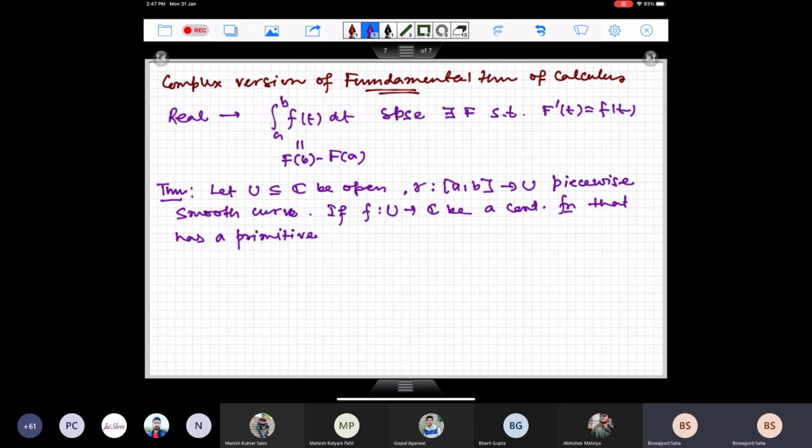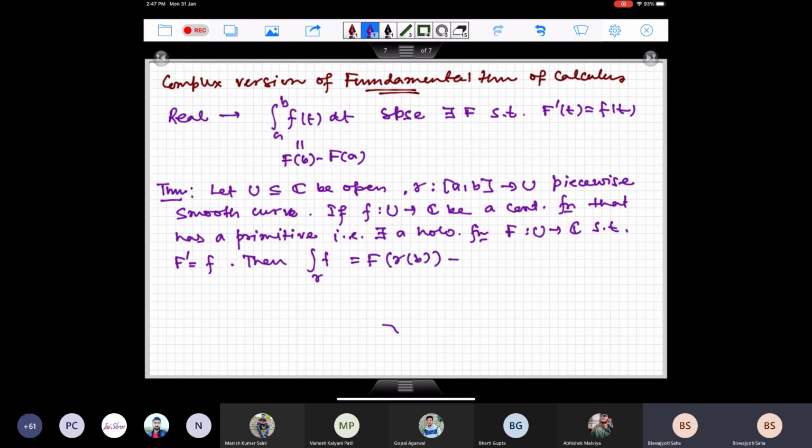Okay, so primitive means there exists a holomorphic function, that is, there exists a holomorphic function capital F from U to C such that capital F prime is equal to little f. Okay, so I have a primitive of little f. Then if I consider the integral of f over gamma, this is nothing but capital F of gamma b minus capital F of gamma a. Okay, so this is the fundamental theorem of calculus that we can prove in this case.